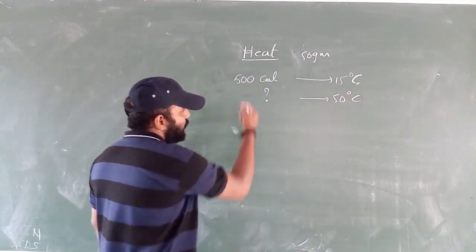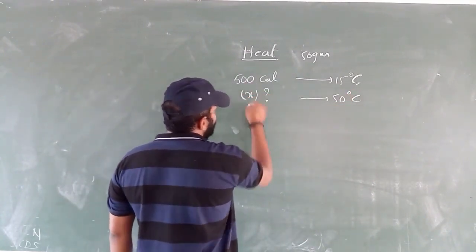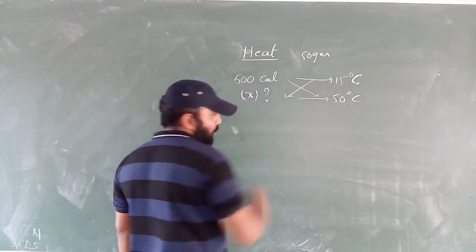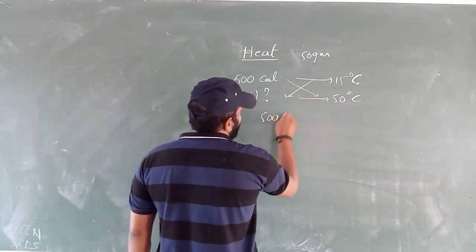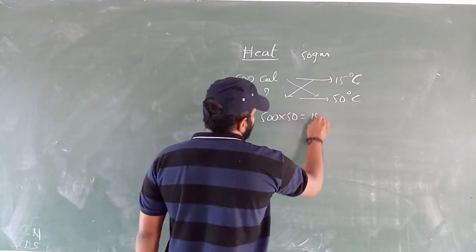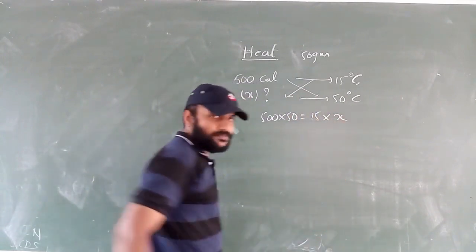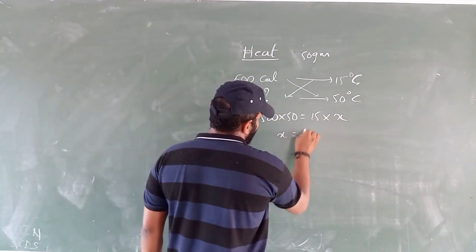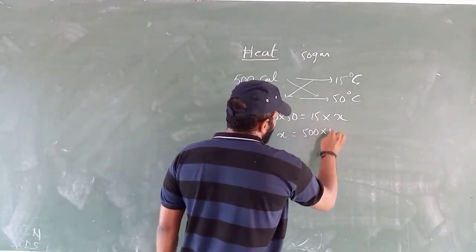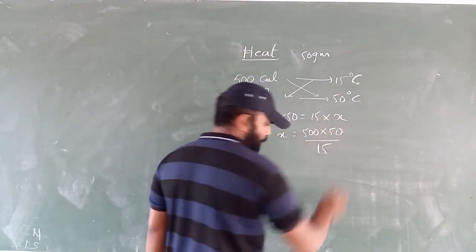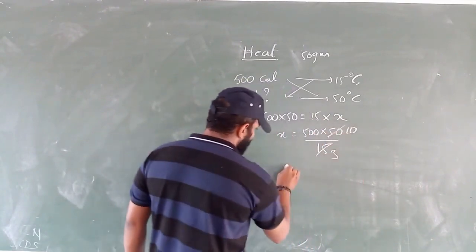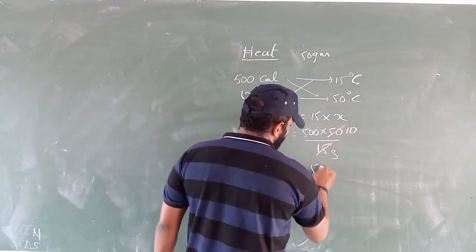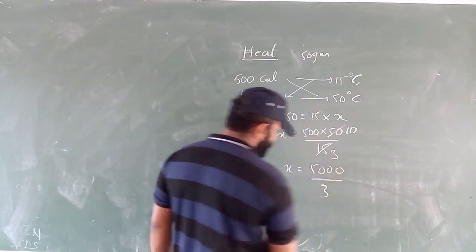So here you already know this. You just take it as x. You just do the cross multiplication. Let's cross multiply. So what will you get? 500 into 50 is equal to 15 into x. Therefore, x is equal to 500 into 50 by 15. Now 5 tens are 50, so x is equal to 5000 by 3.